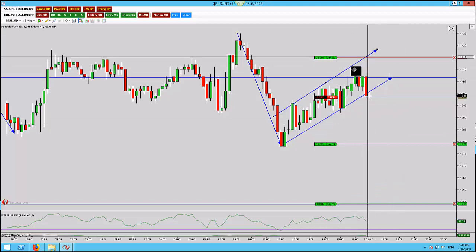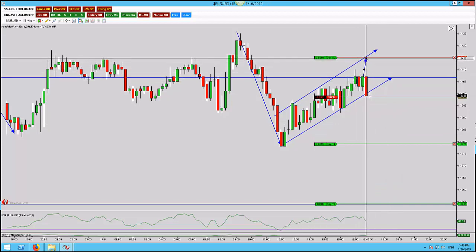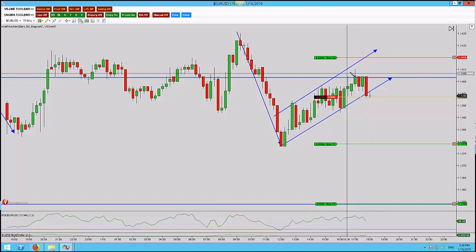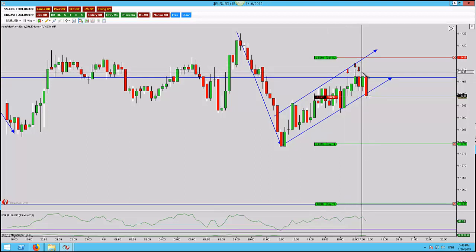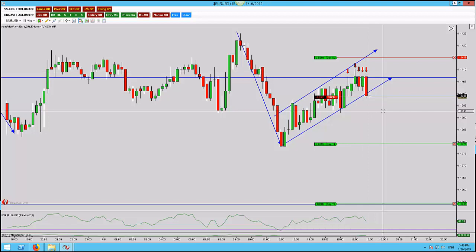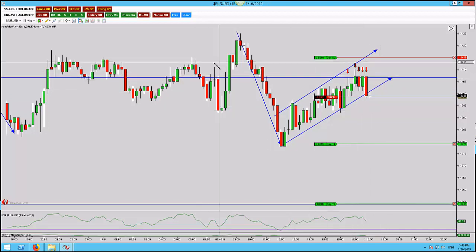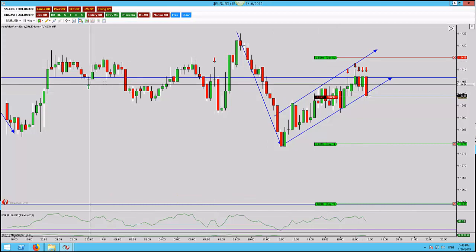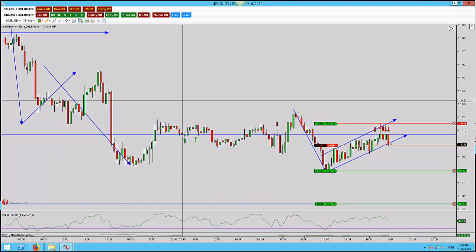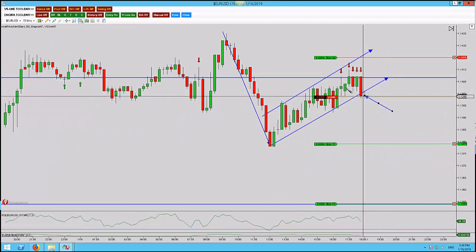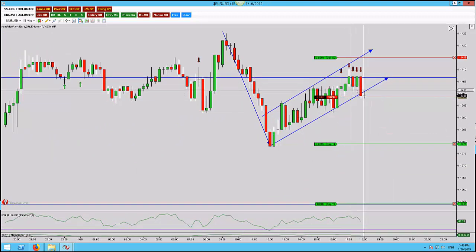Not fantastic for me because we haven't actually got all the way up to this level. However, as you can see here, we've had 1, 2, 3, 4, 5 15-minute candles now which have held the structure level, and this structure level can be seen here and here and here, and we've just had a lower low, lower close candle right at that structure level.